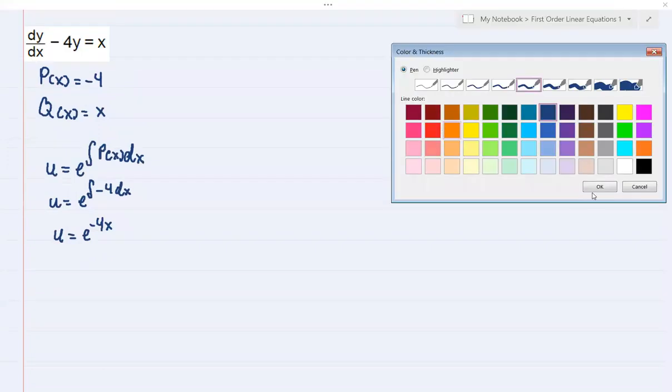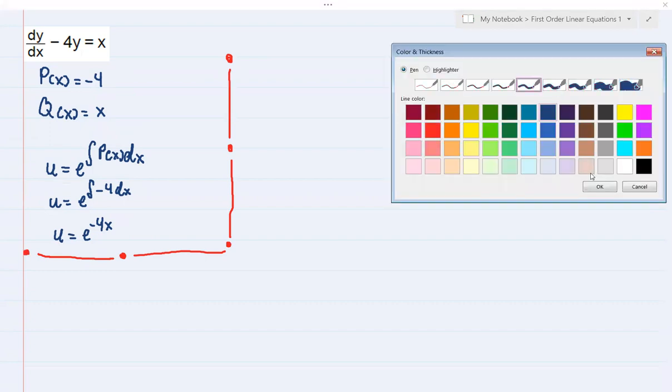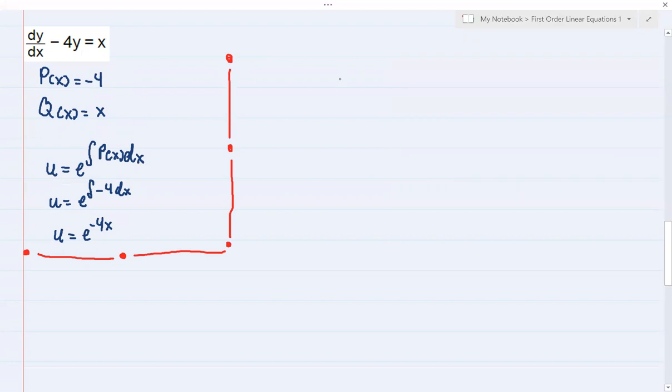Now, we can proceed to the last step. I'm going to draw a border here so that it would be much more convenient. Okay. Then, there we go. So, the last step is to use this formula. The formula is u times y is equal to the integral of your u times q of x.